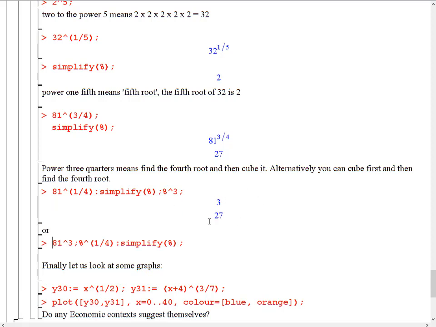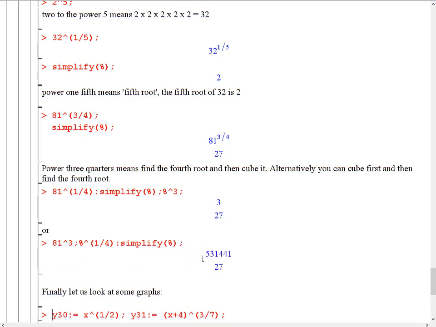Alternatively, you could do it by doing first 81 to the power 3, but that will give you a colossal number, and then do that to the power quarter. So this is 81 times 81 times 81, which is 531,441. And then the cube root of that is 27. So there are two methods, but this is easier.